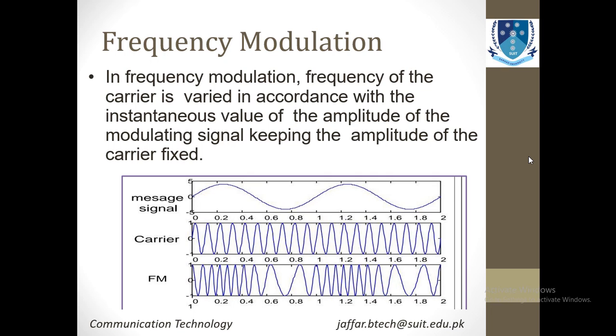Just to explain in very simple terms, frequency modulation is that type of modulation in which the frequency of the carrier is varied in accordance with the instantaneous value of the amplitude of the modulating signal, keeping the amplitude of the carrier fixed. So your amplitude will be fixed. You will only be varying the frequency of the carrier signal with respect to the amplitude of the input signal, or your baseband signal, or your modulating signal.